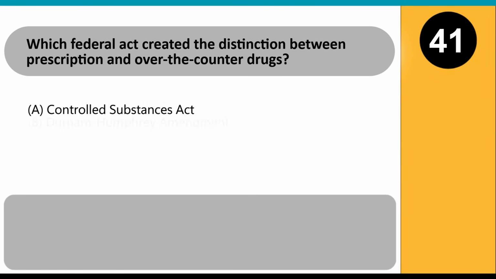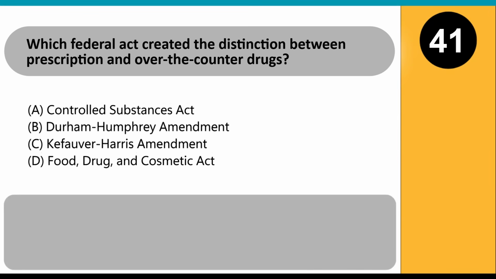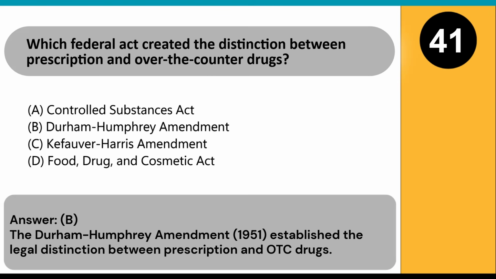Which federal act created the distinction between prescription and over-the-counter drugs? A. Controlled Substances Act. B. Durham-Humphrey Amendment. C. Kefauver-Harris Amendment. D. Food, Drug, and Cosmetic Act. Answer B. The Durham-Humphrey Amendment, 1951, established the legal distinction between prescription and OTC drugs.